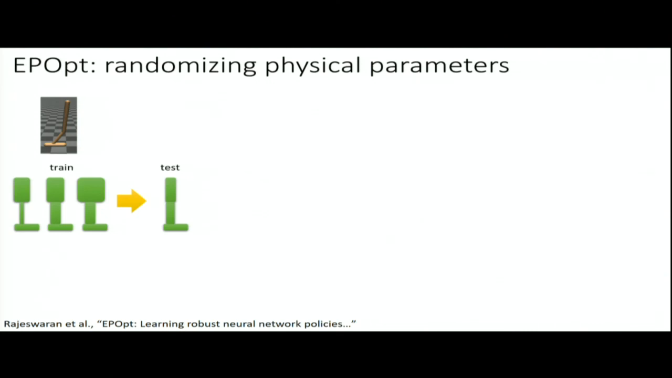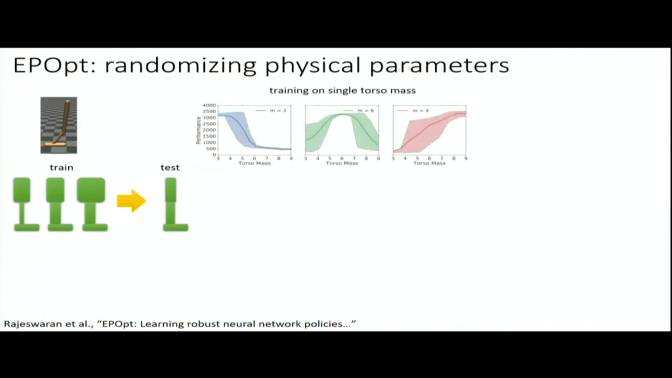So if you train on more varied physical parameters, you generalize more effectively to parameters that you haven't seen before. And in fact, this is what these plots are showing. Here, the x-axis is variability in torso mass during training, and the vertical axis is the torso mass at test time. So you see for m equals 3, training close to 3 works best. For m equals 6, obviously training close to 6 works best. So that's what we already knew.